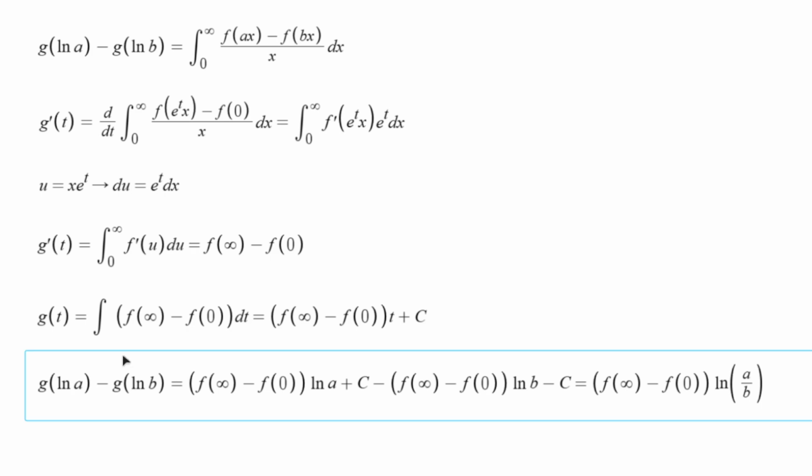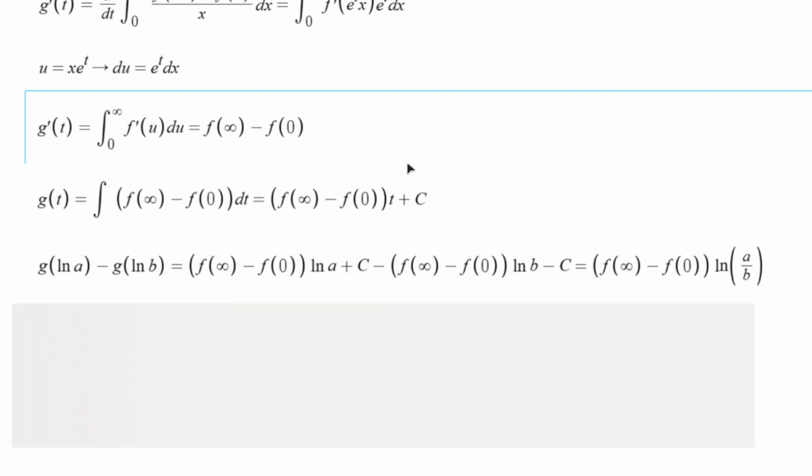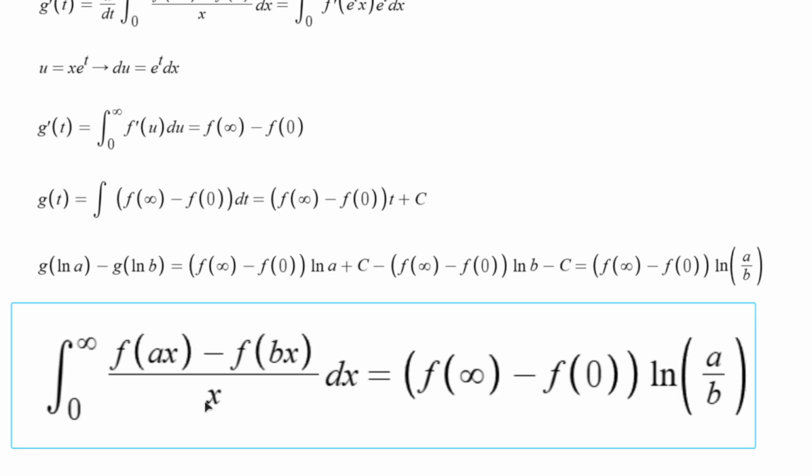Because don't forget, this was equal to the original integral right here that we were trying to find. So, in conclusion, any integral of this form, the integral from 0 to infinity of f of ax minus f of bx over x dx, is just f at infinity minus f of 0 times the natural log of a over b.